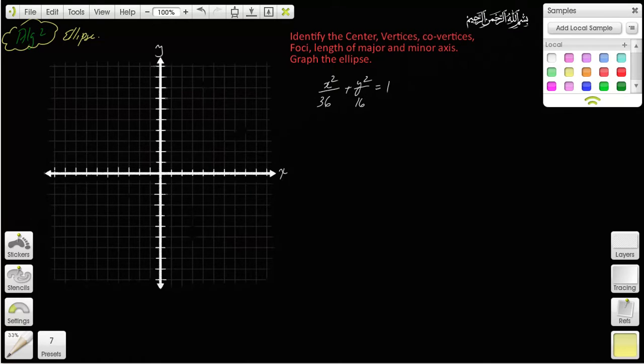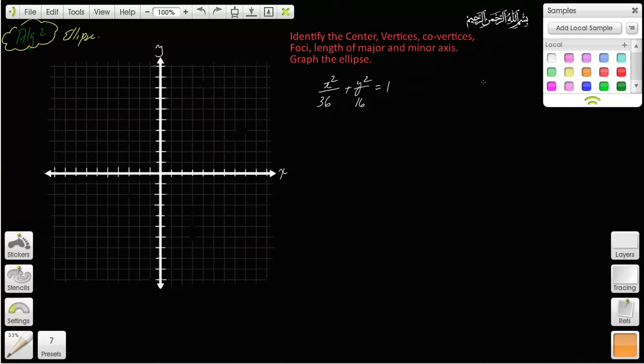Now, here's the question that we have before us. Identify the center, the vertices, the co-vertices, the foci, and major and minor axes, and then graph the ellipse. Basically, we're asked to just do everything. And the equation that's given to us is x squared over 36 plus y squared over 16 equals 1.